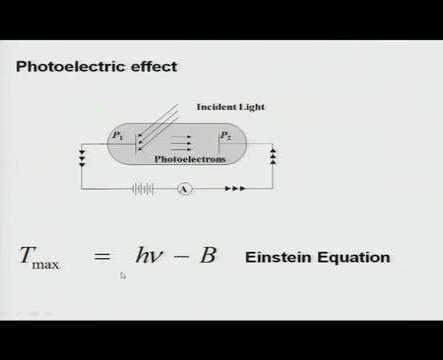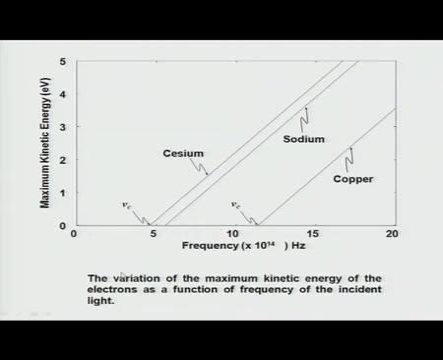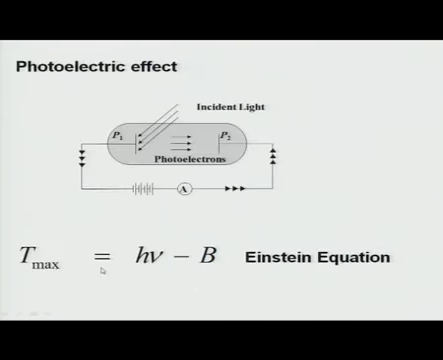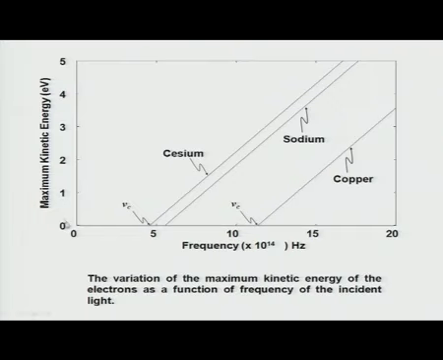So, this he wrote down in 1905, and very careful experiments were carried out by Robert Millikan, which verified this equation to a tremendous degree of accuracy. On the vertical axis is the maximum kinetic energy of the emitted electrons, and on the horizontal axis is the frequency of the incident light. And the three lines show the variation of the maximum kinetic energy of the electrons as a function of frequency of the incident light for cesium, sodium and copper.